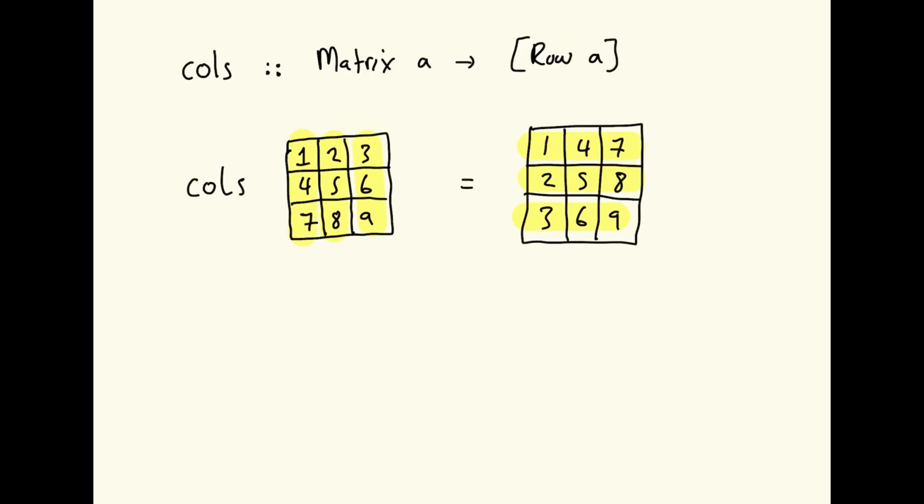You can ask yourself, what operation is this on matrices? Well, this is just matrix transposition. If you imagine the main diagonal of the matrix, let me change into red here, that's there. If you flip the matrix about the main diagonal, that's what the columns function has done. So it's basically just matrix transposition, flipping about the main diagonal. And this actually allows us to define the columns function in a very simple way.